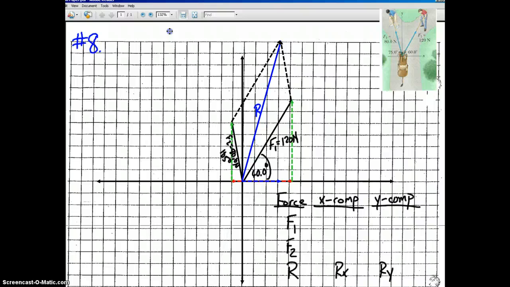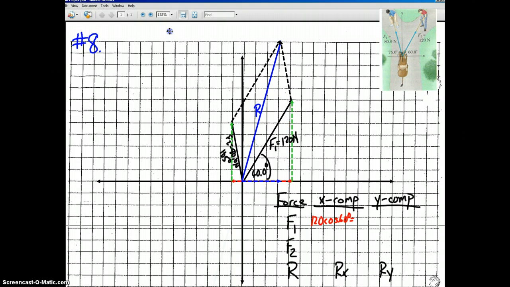All right, so here we go. Let's start off with F1, the x component. The x component is adjacent to the 60 degrees, so we're going to use cosine. So we have 120 cosine of 60 degrees.